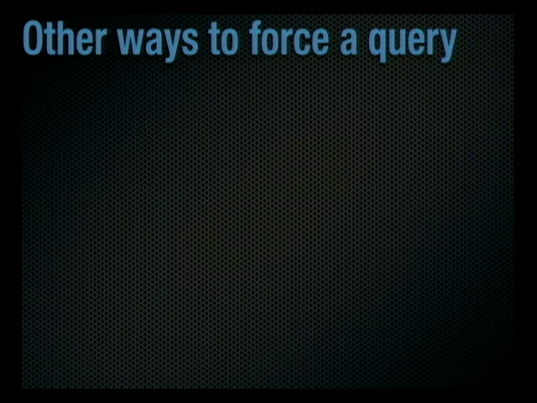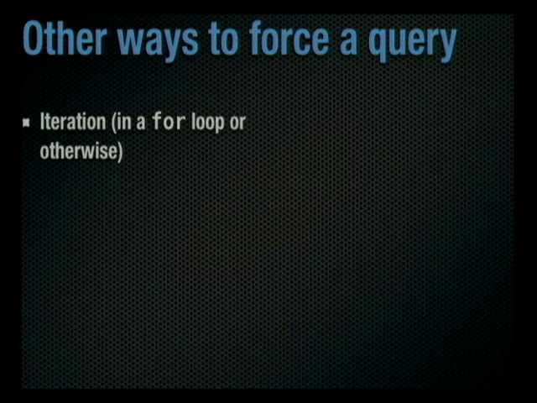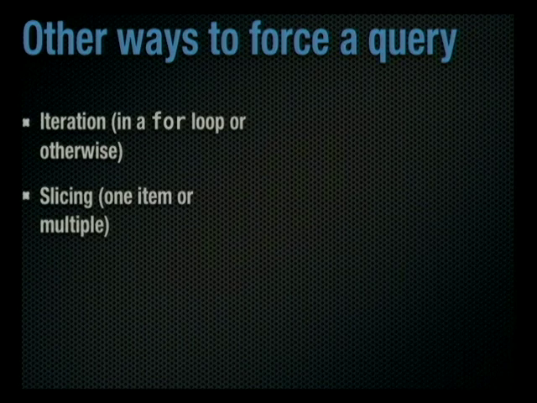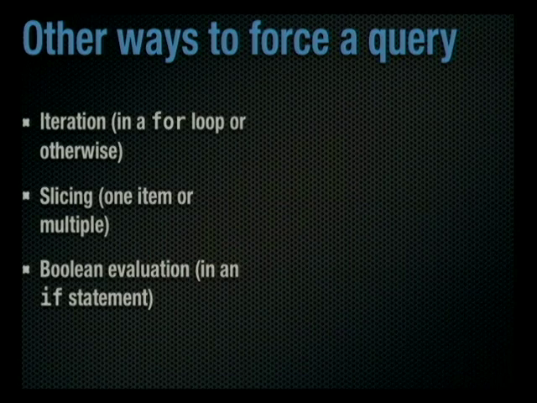There are other ways you can force a query besides calling one of these methods. If you iterate over a query set that has not yet done its query, so if you use a for loop, or if you ask for an iterator of it, or if you stick it in a generator, Django will evaluate the query and hit your database. If you slice a query set, ask it for one item indexed out of it, ask for a slice of it, Django will do the query right there and give you back whatever slice you asked for out of the query set. If you do Boolean evaluation of a query set, Django will evaluate the query to find out whether it's true or not. A query set is true if there are any results that it returns. It is false if there are no results that it returns.